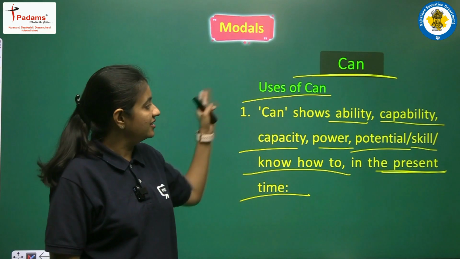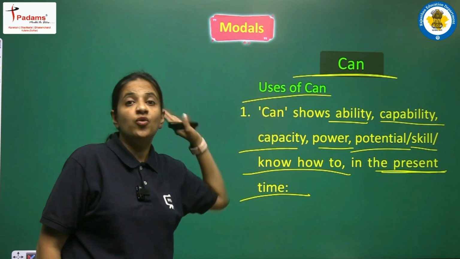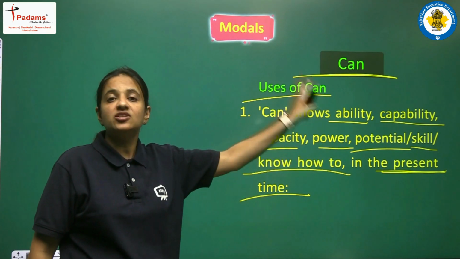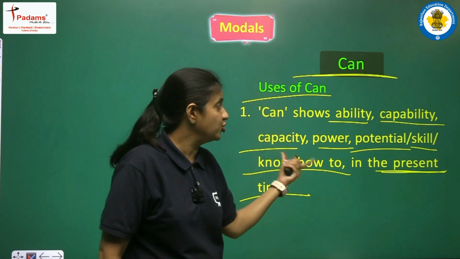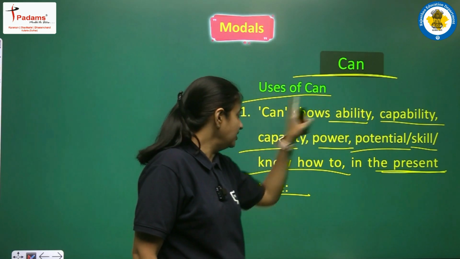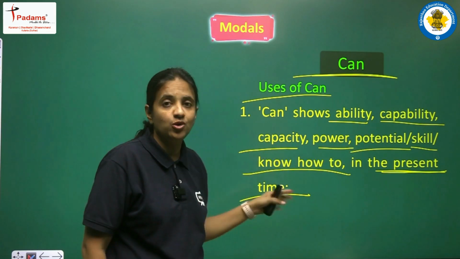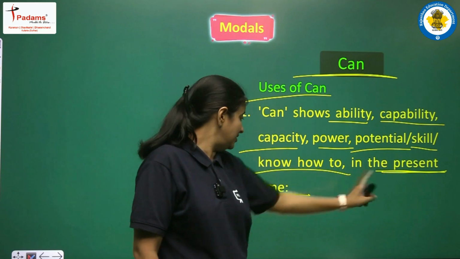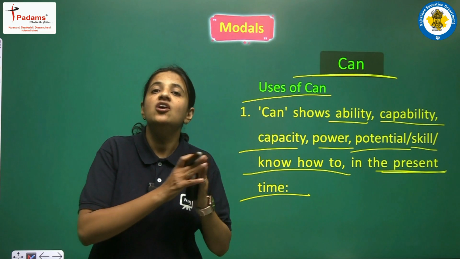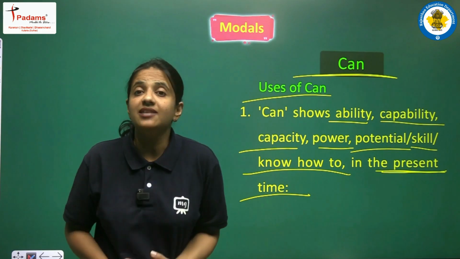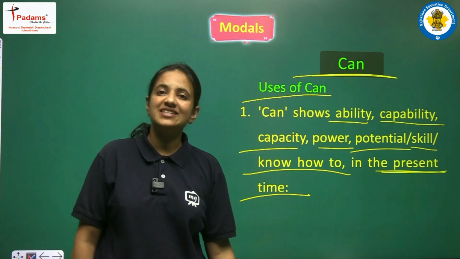So yes, these are the key words that are associated with this modal, that is can. One more time I am repeating all the words. Students, listen very carefully. This modal is used to show ability, capability, capacity, power, potential, skill, know how to, but only in the present time. If all these things are there in present tense, then we can use this modal, that is can.